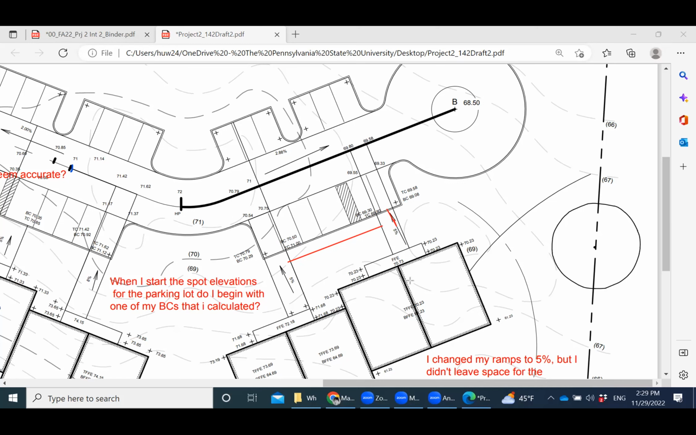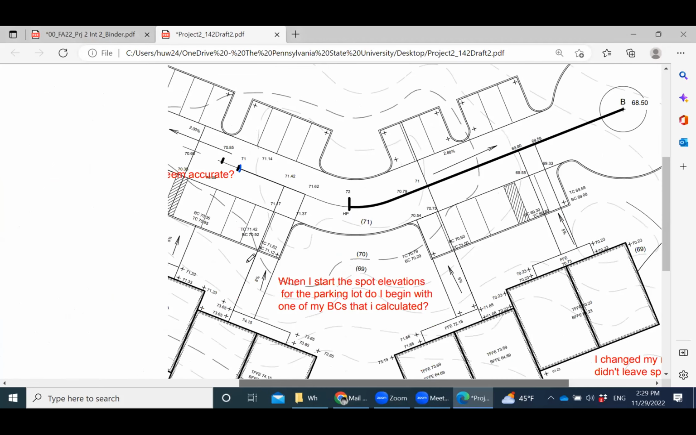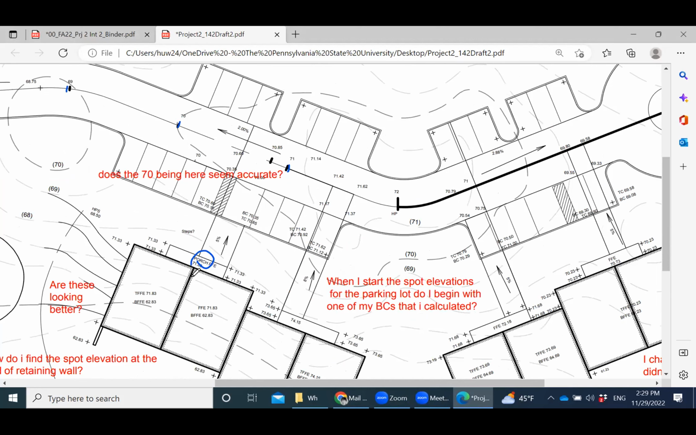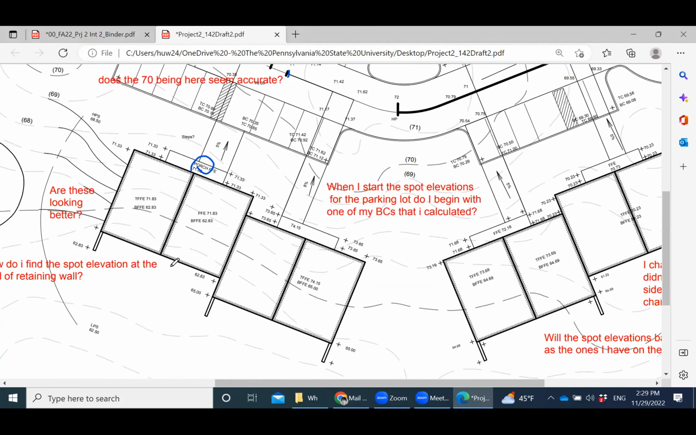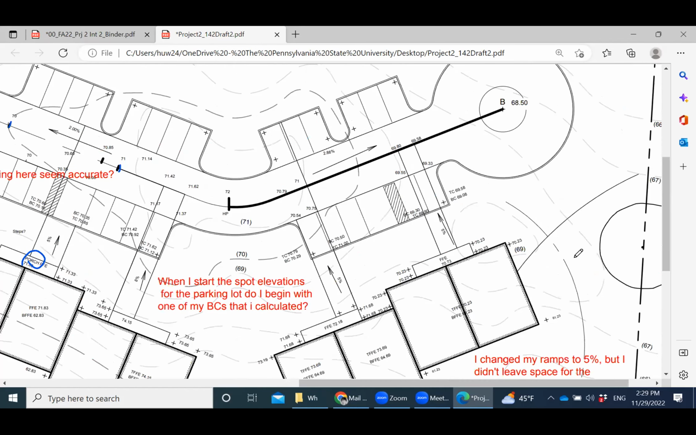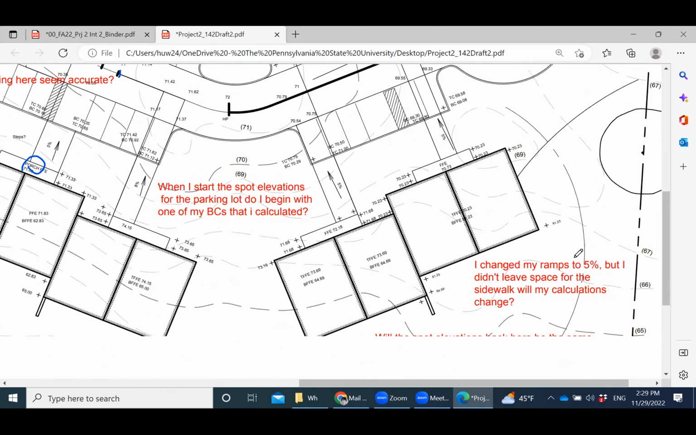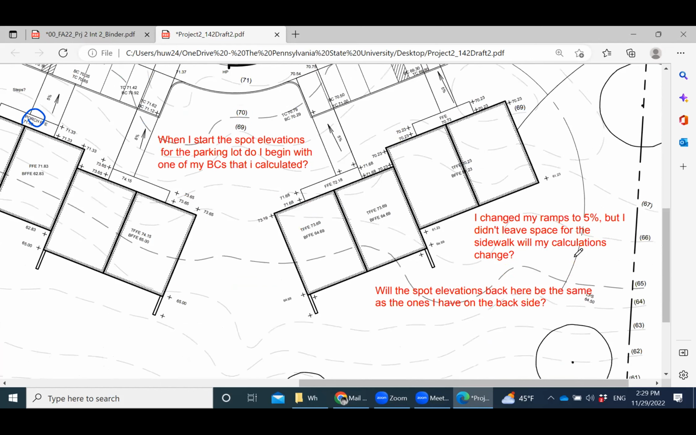Yes, yep. You can put it in the first unit. It's easier to put it here. Then you can raise the bottom there, and it's actually easier to connect the contours at the back. Okay. So, will the spot elevation here be the same as the ones I have on the back side? Well, that one, no. If we keep this set of FFEs, that is not accessible.